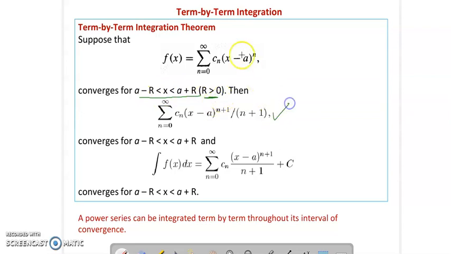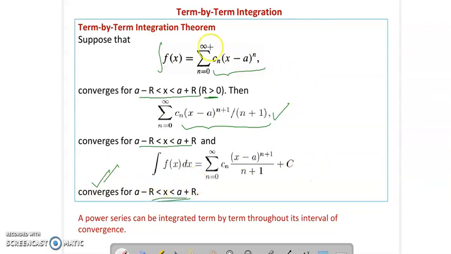Then this series, which is actually the integration of this one, c_n times (x minus a) raised to the power n plus 1 upon n plus 1, converges for a minus r less than x less than a plus r. And since this series is converging, it is equal to some finite sum. We can say that the integral of this one will be equal to this plus c. This also converges for these values of x.